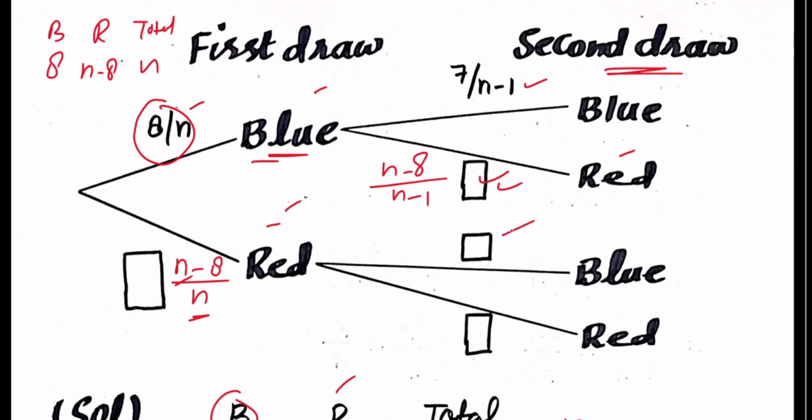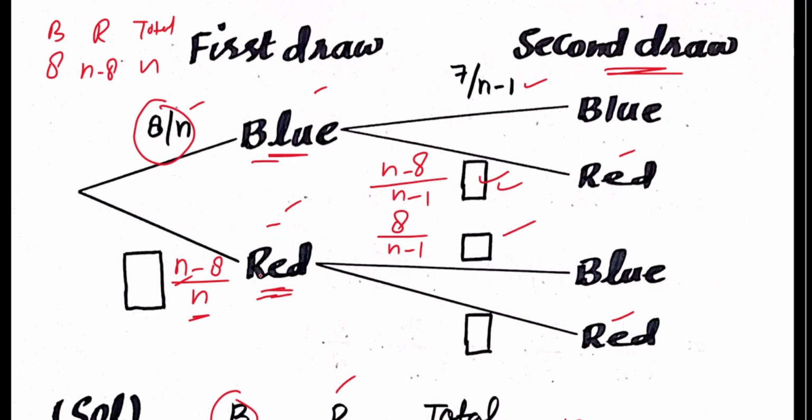Now we fill this. This is the branch of red. So total blue are 8, but this is the second draw, so marbles will be n minus 1. So this is 8 over n minus 1.